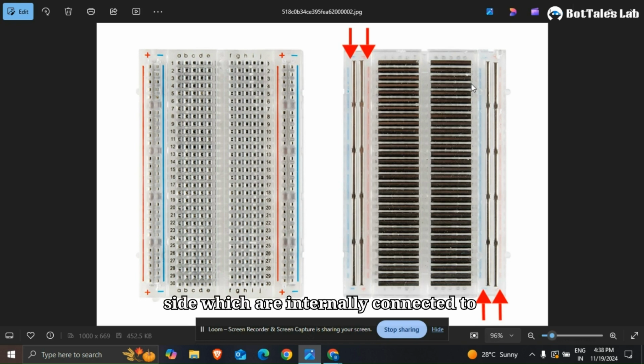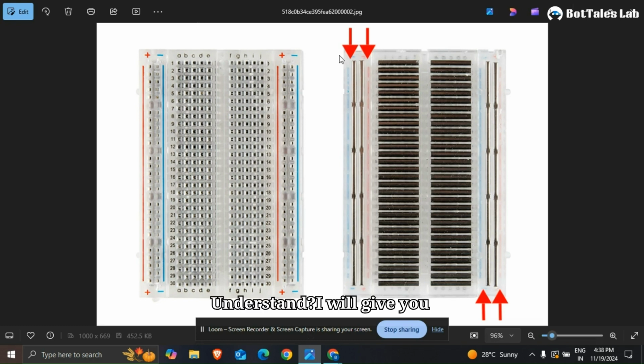A to E is one side which is internally connected to each other. As you can see, this A to E is internally connected, then the connection breaks, and here F to J is internally connected. So this is called the main rail, where you can connect electronic components. If you connect one component in this line, like in row number 7, here you can see 1 to 30 is there, then the whole line will have its connection.